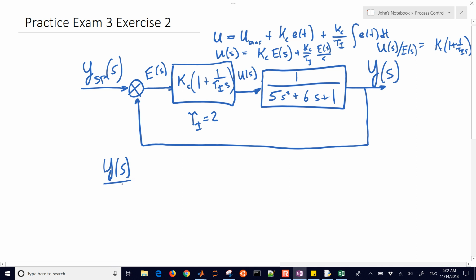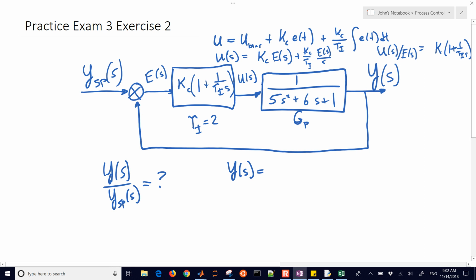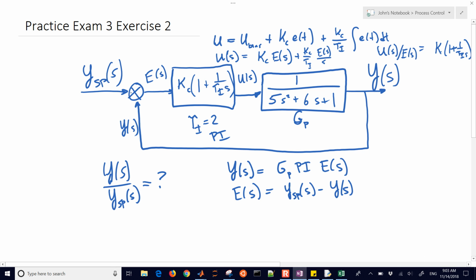We have y of s divided by y set point of s, and we need to come up with this closed loop transfer function. So if we do some block diagram algebra here, we have y of s equals, and I'll just call this the process transfer function, and I'll just call this PI transfer function. Okay, so we're going to have GP times PI, and that's going to be times the error. But we also know that the error is going to be equal to the set point minus the y value that's fed back. Okay, this is also y of s here, and I have a plus here and a minus there. I compare the two, and that becomes my error.